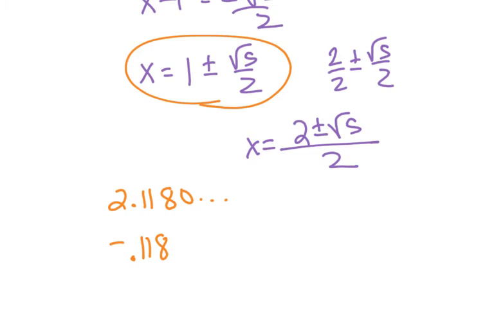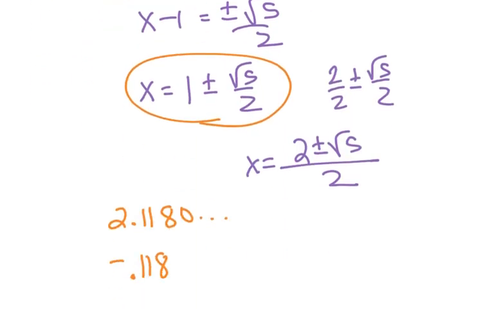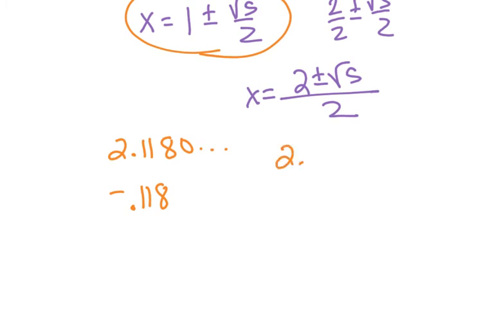Now, the question was, when will it hit the ground? So that's about, and does it say rounding? It doesn't say rounding. So if it doesn't say it, I would say go to the nearest hundredth is usually a good rule of thumb. So 2.12 seconds after. What does this mean?